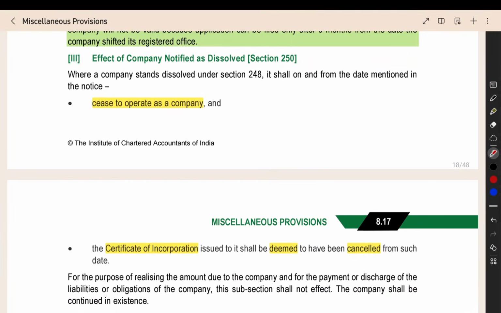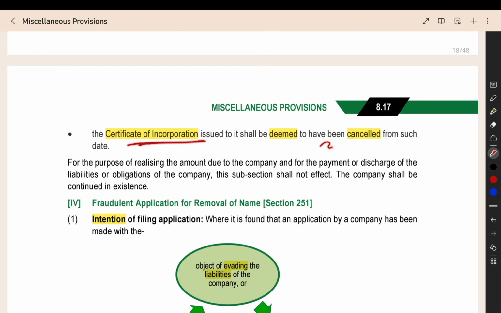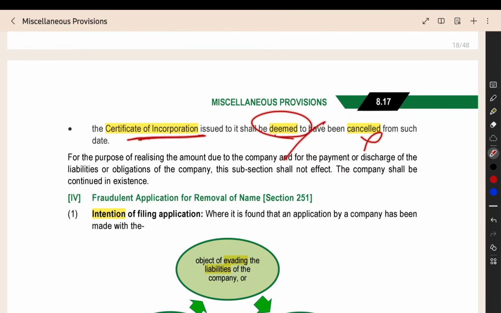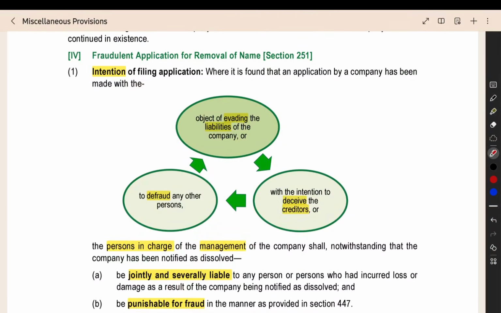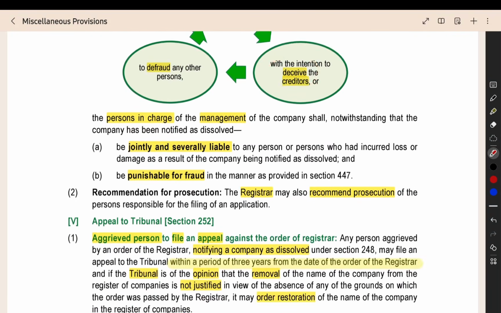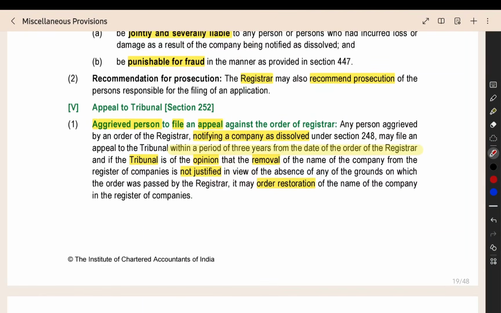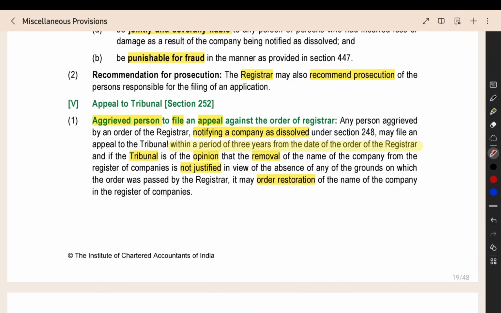Then, after the company is struck off, what will happen? It will stop operating as a company, and the certificate of incorporation will be deemed to be cancelled. Then, if you are filing the application with the intention of defrauding any person or to defraud the creditors, what will happen? All the persons in charge and management of the company will be punishable for fraud. They will be liable. You are doing it with a malicious, wrong intention.